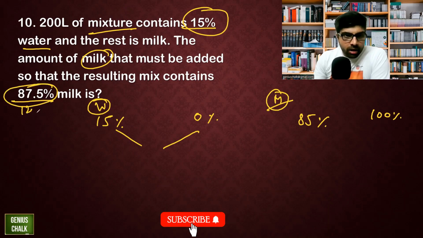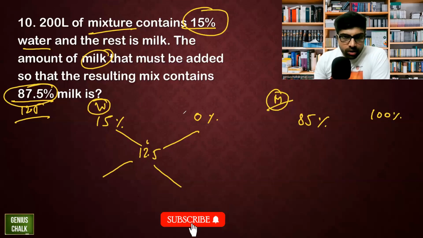That means can I say 12.5 is left. So 12.5 must be water. So water only we are taking, so we have to write 12.5. So what is the difference here? You can write it is 12.5. What is the difference here? 2.5. If you take the ratio, it is 5 to 1.